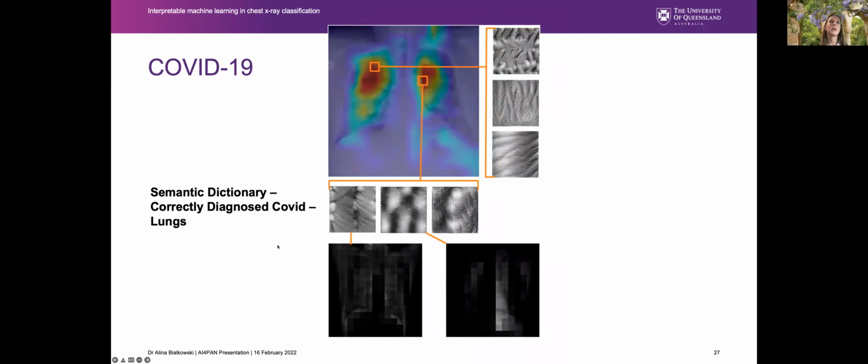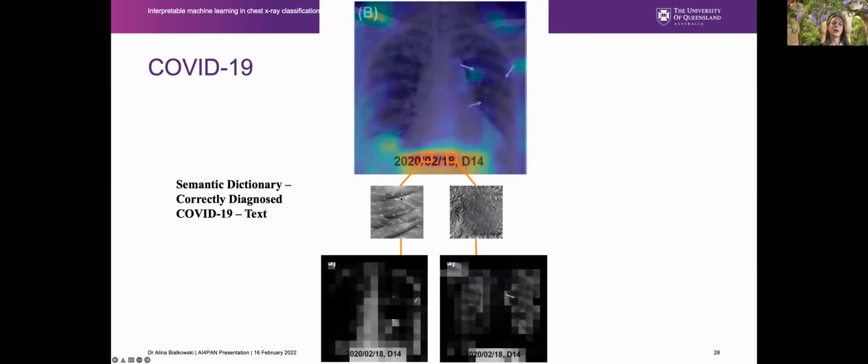Then for COVID-19, here we can see an example where it was correctly diagnosed, and it's looking at the lungs, which is quite nice. And we can see that the activations are also within the lungs. Here we have an example where it's correct in terms of the diagnosis. However, it's used the wrong information. So we can see that it's very heavily weighting these text labels. These features are a little bit less interpretable. So it's hard to imagine that this is representing text, but apparently it is.